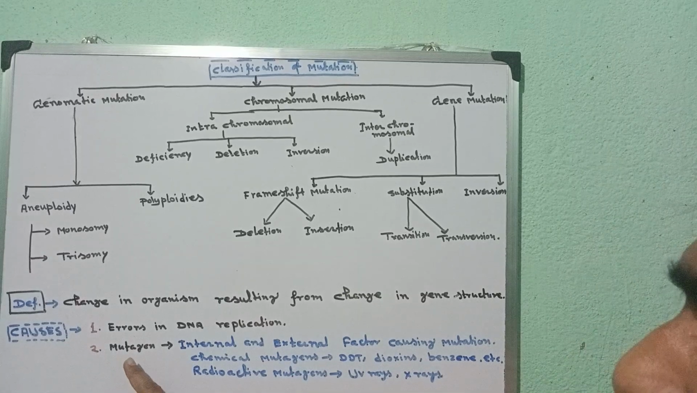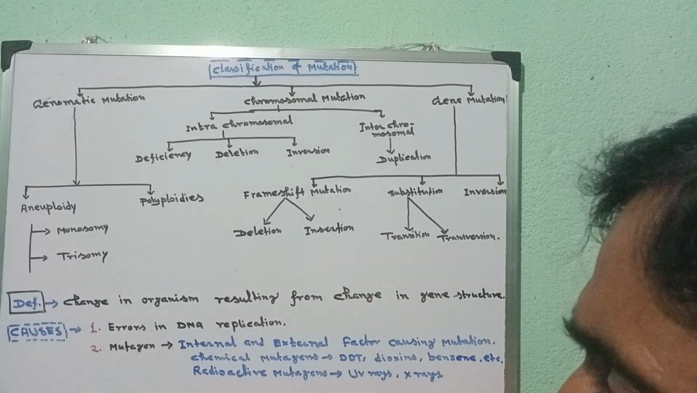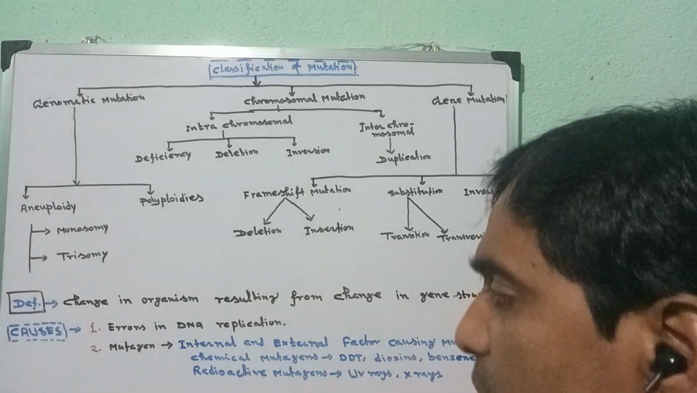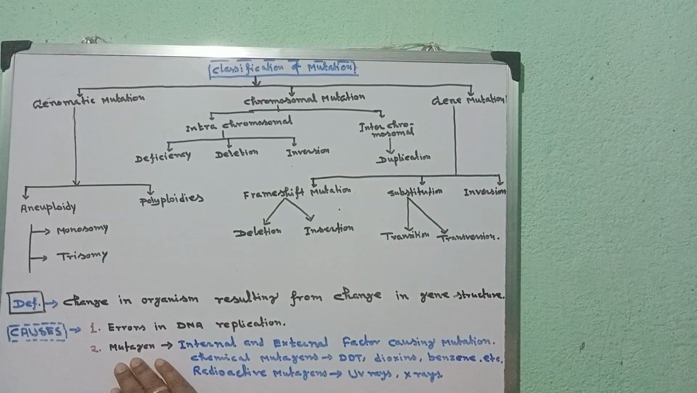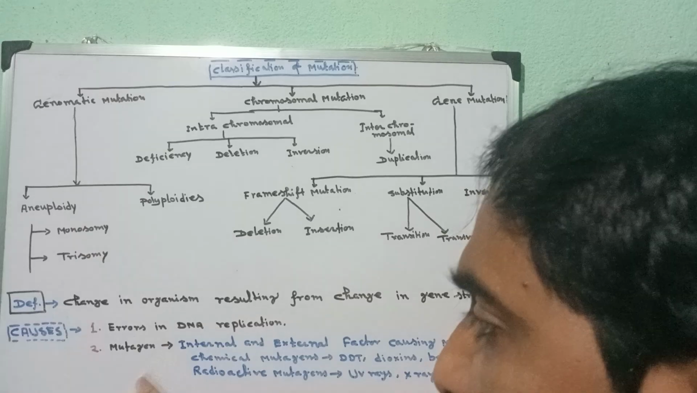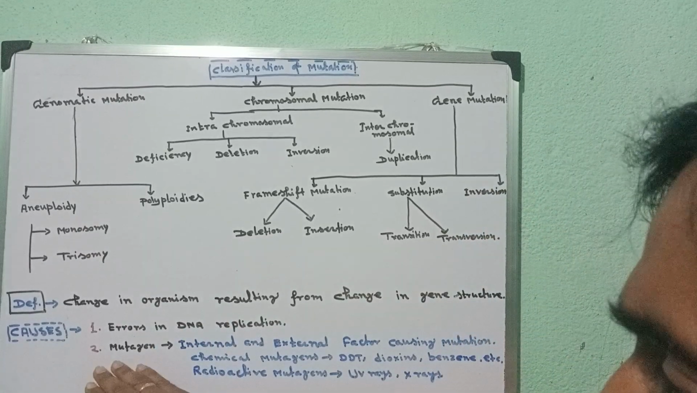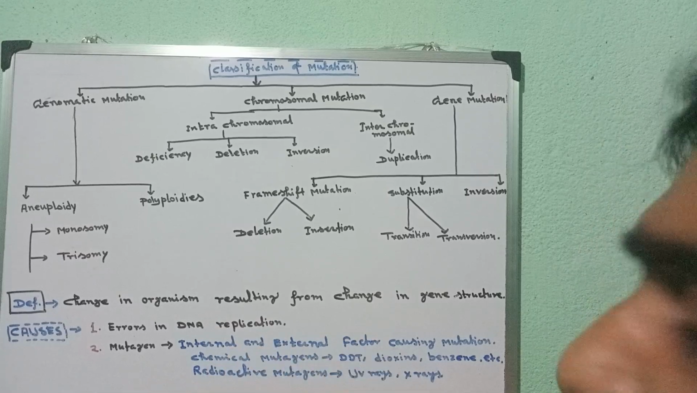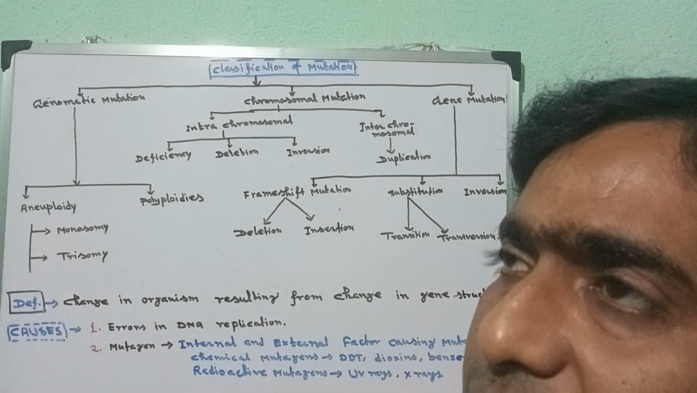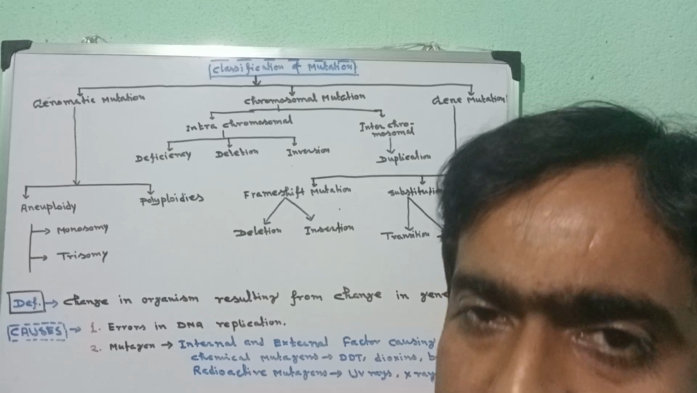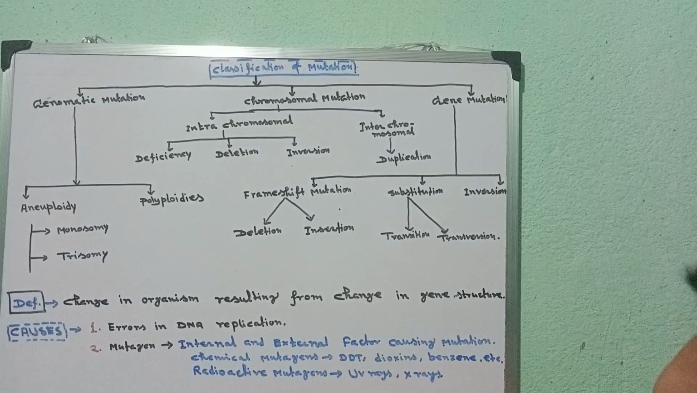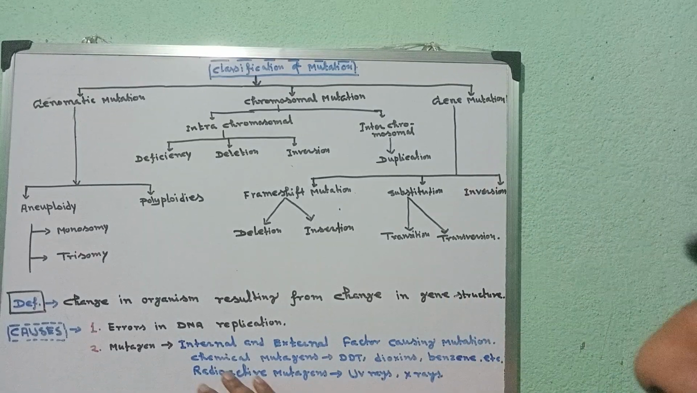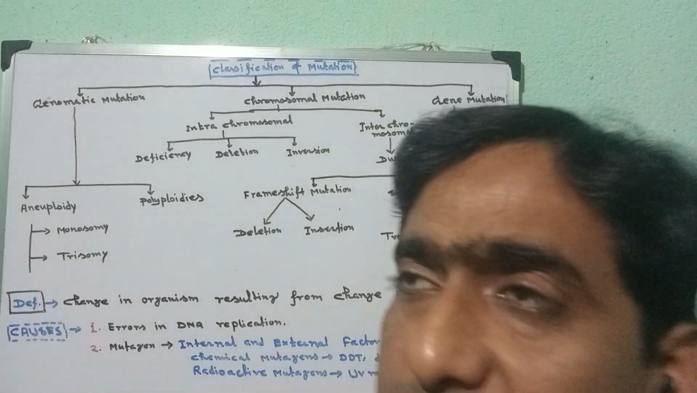A mutagen is a substance which causes mutation. So this is called a mutagen. Mutagens can be internal and external factors. They come from internal substances, and there are also external factors causing the mutation. These are some mutagens.